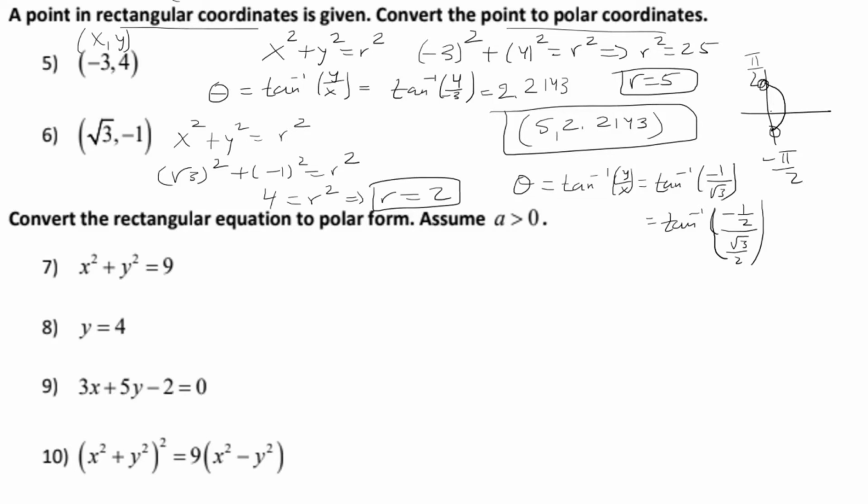So let's see, we have -1/2 for the y, and then x equals √3 over 2. So that clearly has to be in the fourth quadrant. So it turns out that's 11 pi over 6. So that's theta. So together, this would just be 2, 11 pi over 6 for number 6.